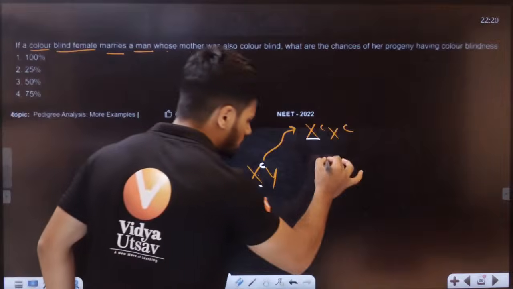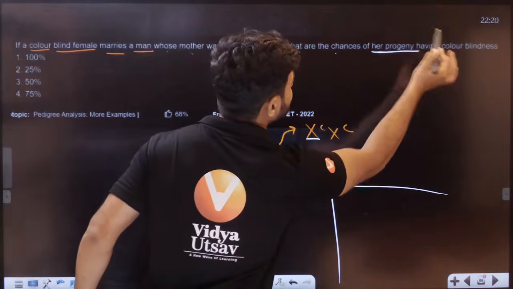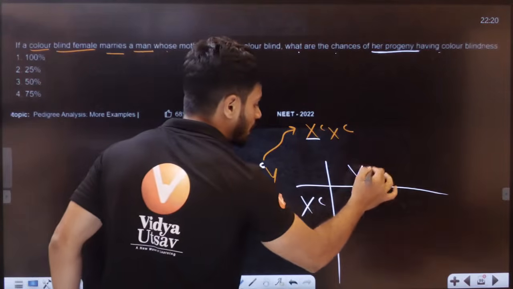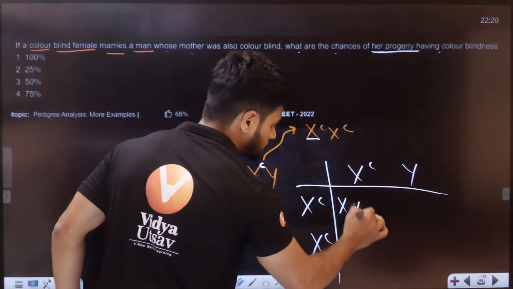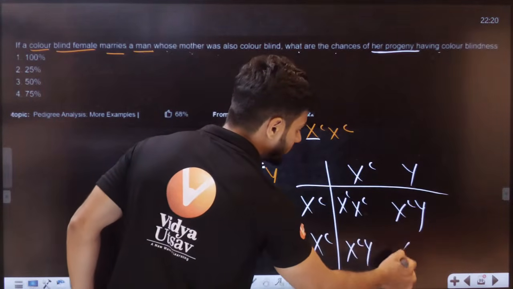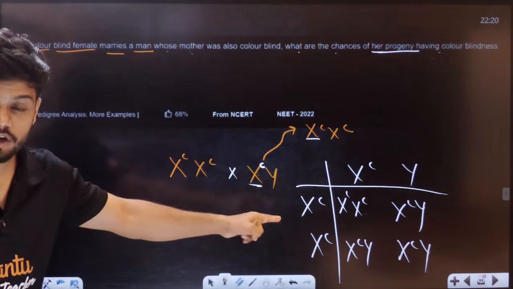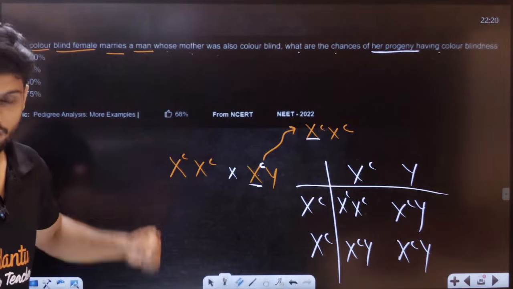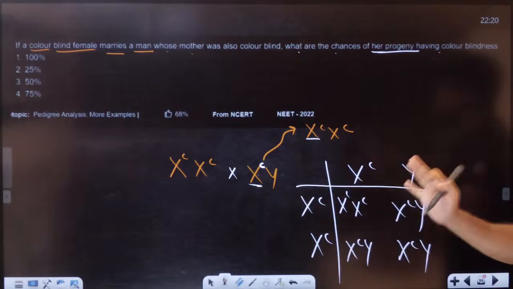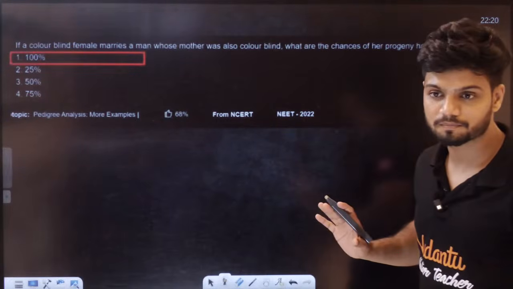Okay. Let's do a cross now. Students, the question is asking you, what are the chances of her progeny having colorblindness? Let's do a cross. XC, this is the female here. XCY is the male. So what do we get? Both are colorblind, and colorblind also. Students, tell me, what percentage of the offspring are colorblind right now? Entire 100% is colorblind here. Entire 100% is colorblind.